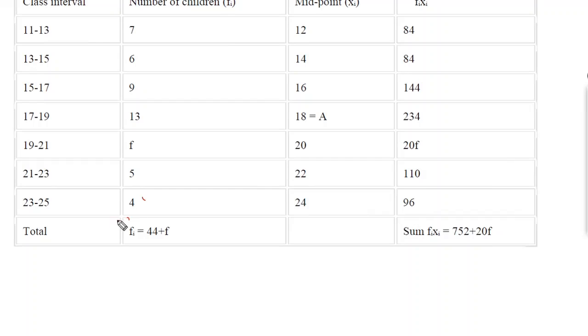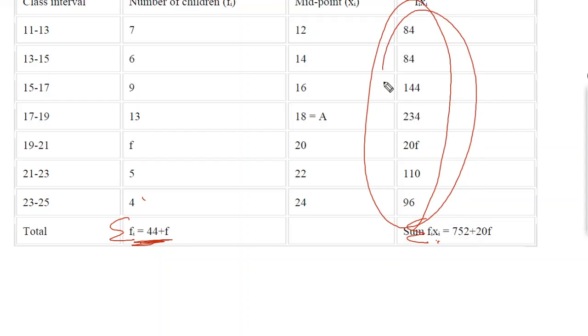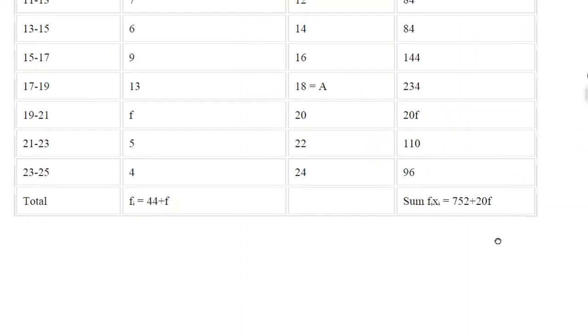Then what we have to do, we have to find sigma fi and sum of fi xi, or sigma fi xi. Sigma fi we have already found, and sigma fi xi you find by summing all the numbers. It will be equal to 752 plus 20f. Who is this 20f? This one, 20f. Now we will move to the calculation stage.